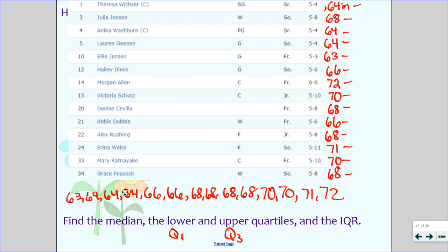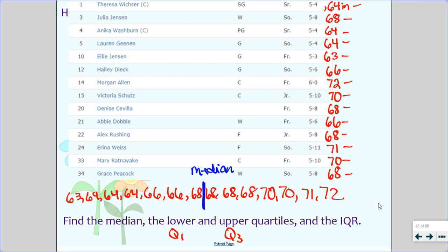1, 2, 3, 4, 5, 6, 7. So between these two 68s is my median value. And I know that's my median because I'll have 7 girls taller than that and 7 girls shorter than that. So 1, 2, 3, 4, 5, 6, 7, 1, 2, 3, 4, 5, 6, 7. So there's my median value.